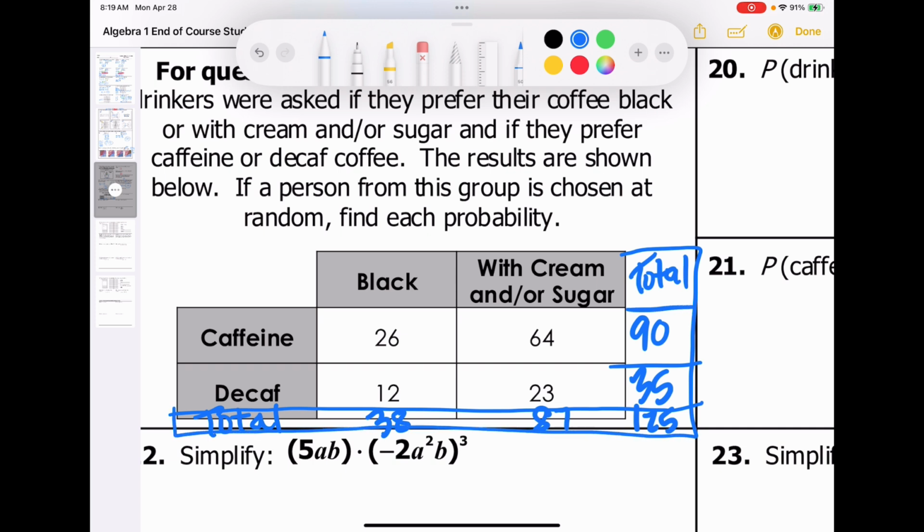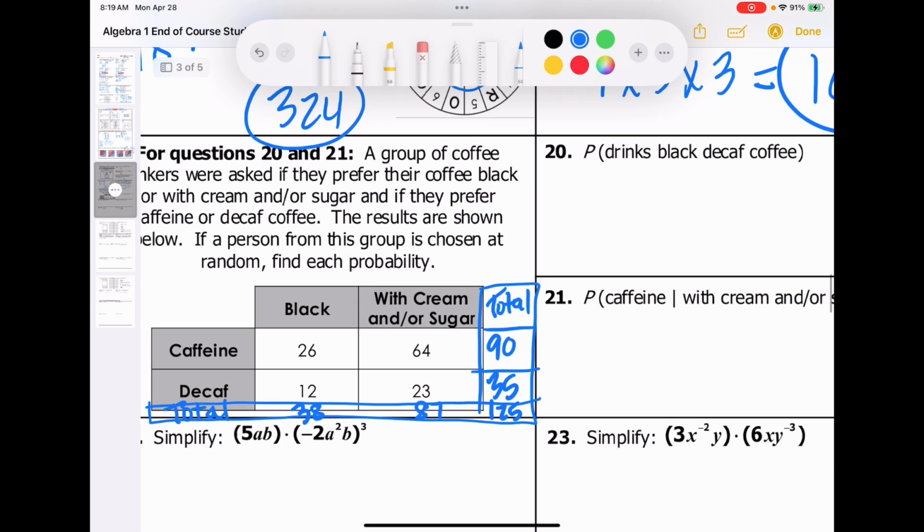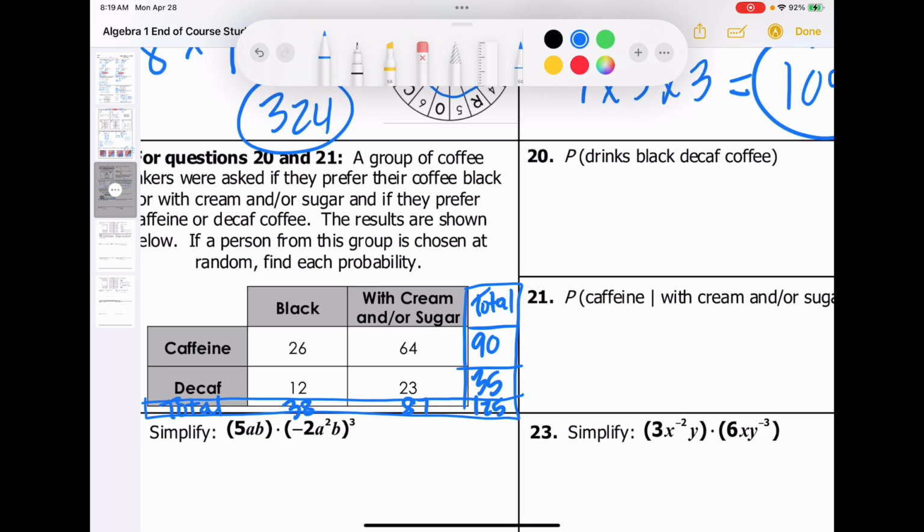So there are my totals. So now we can answer the question. What's the probability that they drink black decaf coffee? So black coffee and decaf coffee, that would be 12. So 12 out of however many were in the survey, 125. And then you'll need to type that in and make sure the fraction is simplified.